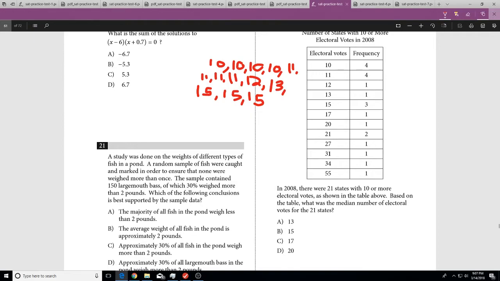A lot of times kids will just try to find the middle number with the table in this order. But you can't do that because there are 4 10s, 4 11s, and so on. So be careful about what information you are given.